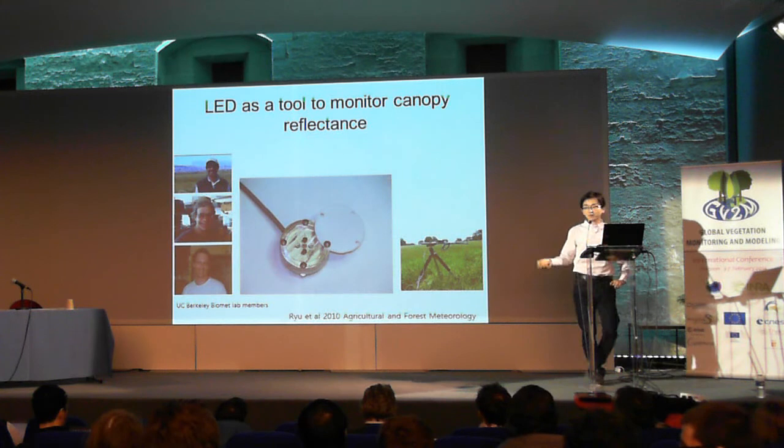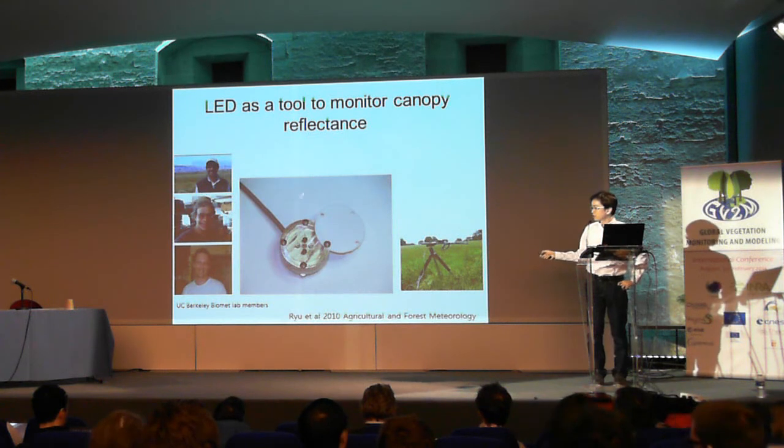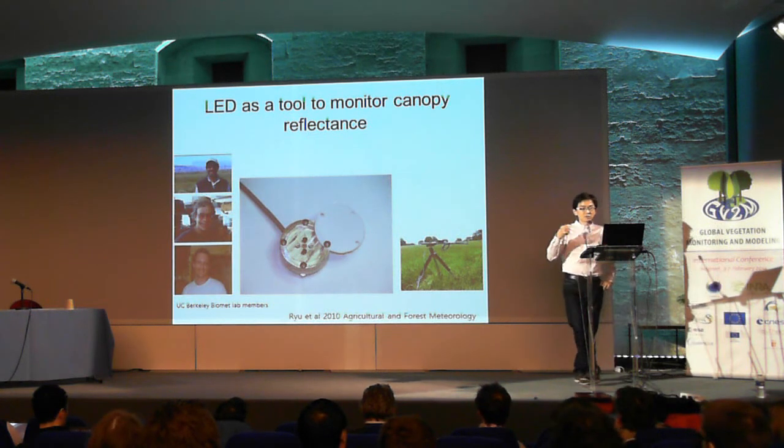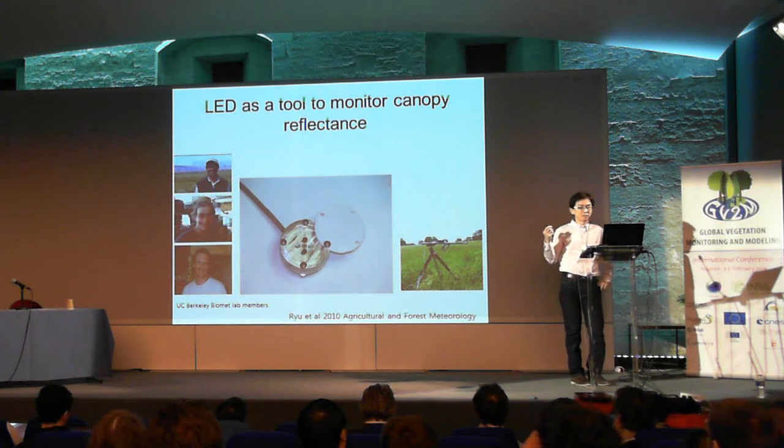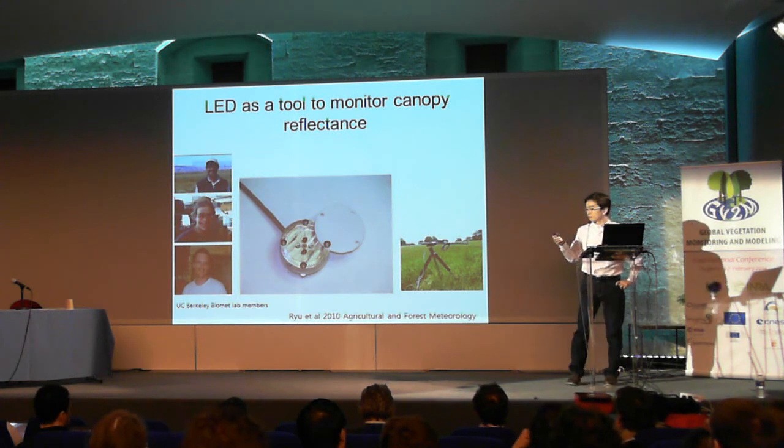So we measure the irradiance. By locating this sensor upward and downward, we can measure hemispheric reflectance. So bi-hemispheric reflectance is measured.